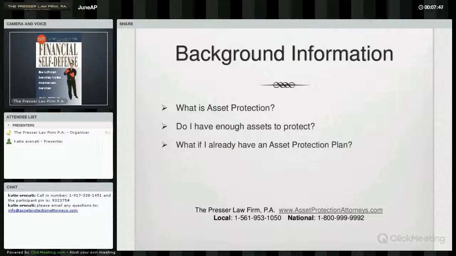So a lot of people always say, well, do I have enough assets to protect? And the short answer is yes. The less you have, the more you need asset protection. Now, obviously, the guy who has $50 million in the bank doesn't need asset protection in the same stages as the guy who only has $500,000 in the bank, or vice versa.